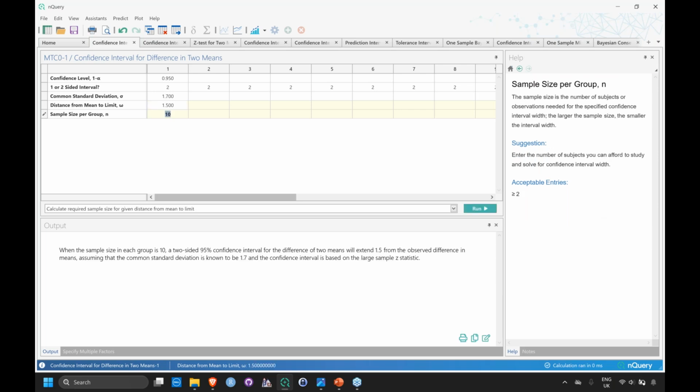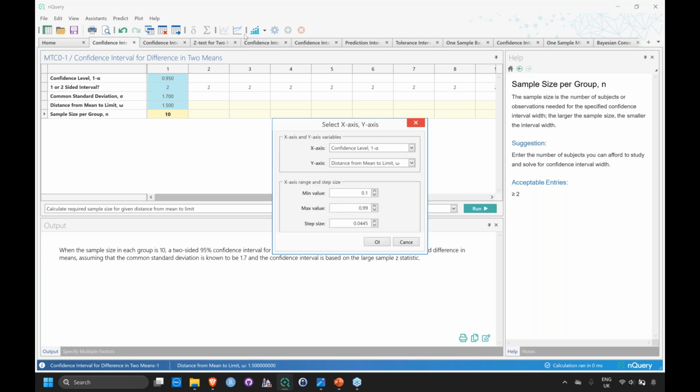And you see nQuery automatically calculates a sample size per group of 10, which agrees with the summary on the last slide. If we want to explore the scenario a bit further, or maybe do a little sensitivity analysis, you can go to the plot user selected rows up here. And what we'll do is we'll see what effect changing the standard deviation has on the confidence interval half width.